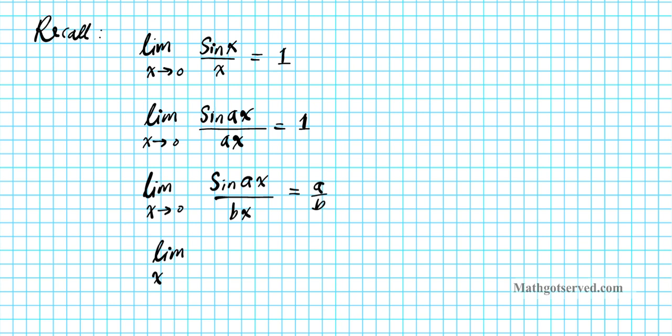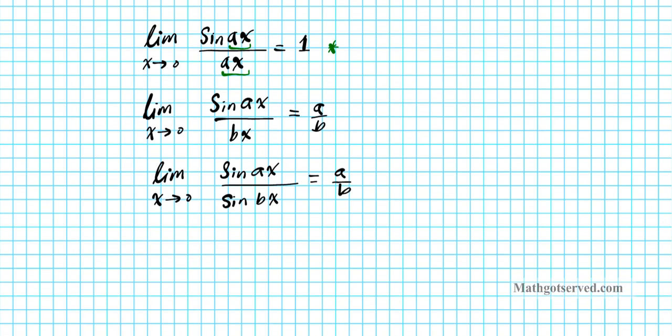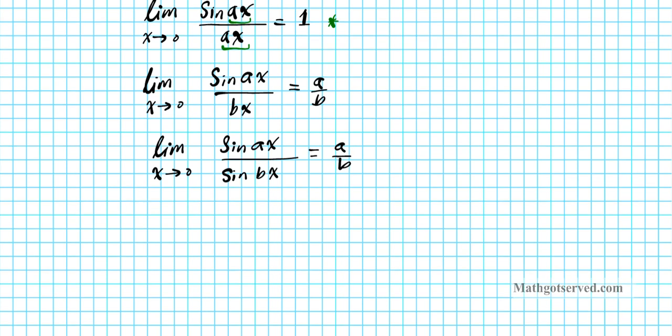Another limit to keep in mind: the limit as x approaches 0 of sine ax over sine bx. Guess what this is? This is also a over b. The main one I'm going to be using today is this one right here. What you have to keep in mind is that as long as the argument of the sine and the denominator are identical, the limit as x approaches 0 of that quotient is going to be 1. Let's take a look at some examples. I'll have you do them mentally, and I'll show you algebraically that your results are in fact correct.